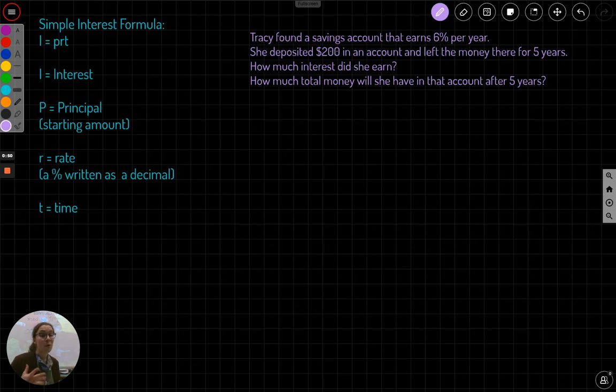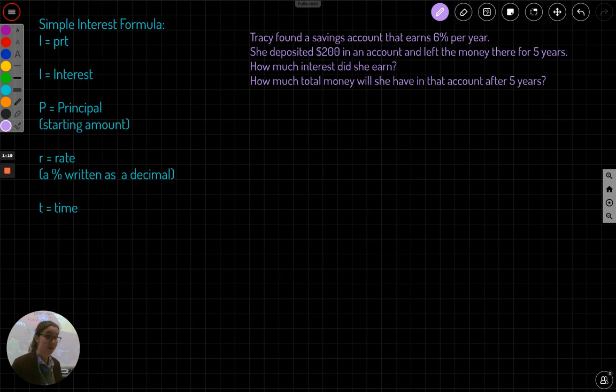There are 4 letters in this formula, as listed on the left. The formula itself is I equals PRT. I is interest. Interest is the amount of money that you make on your own money. P is principal, or the starting amount, the amount of money that you put into the account. R is rate, which is a percent written as a decimal. We'll get there in a minute. And T is time, for how long the money's been in the account.